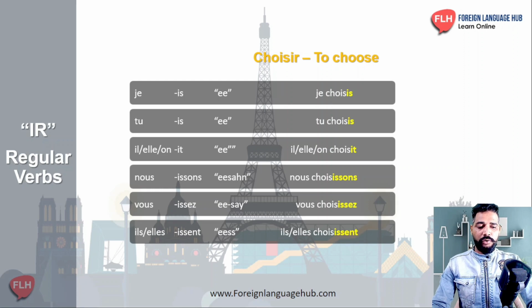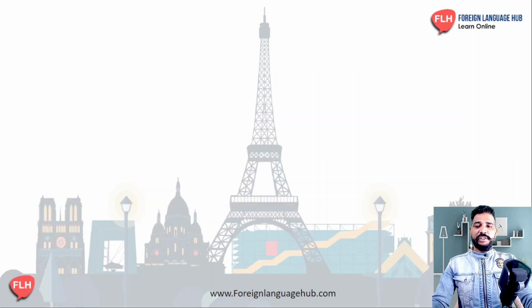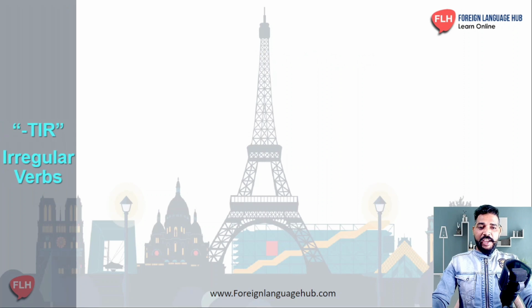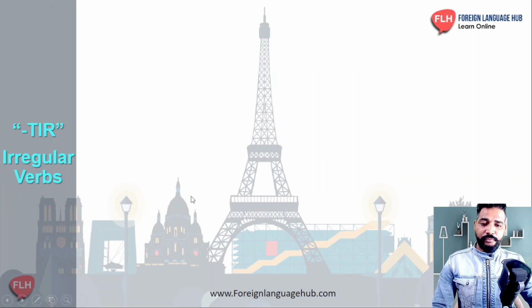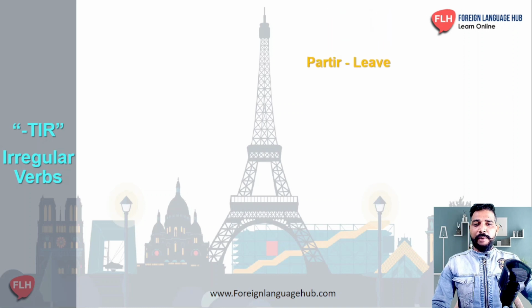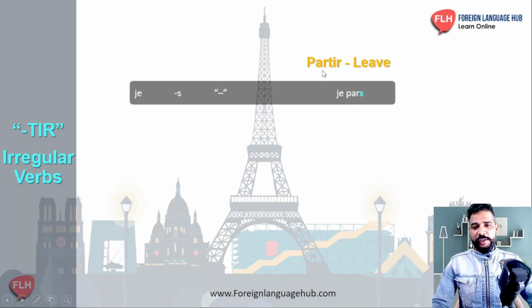Now we'll move to the slightly more difficult ones, the irregular verbs. We have divided irregular verbs into three categories. We are taking the first ending, that is TIR, MIR and VIR. We are taking the example of partir. If we drop IR, the stem should be part, but it won't remain the same for all the subject pronouns. Let's have a look.